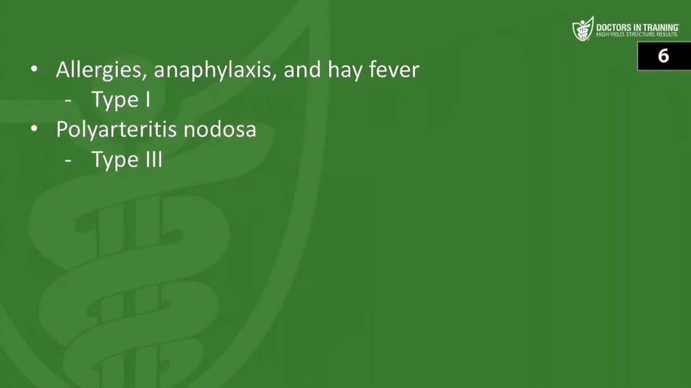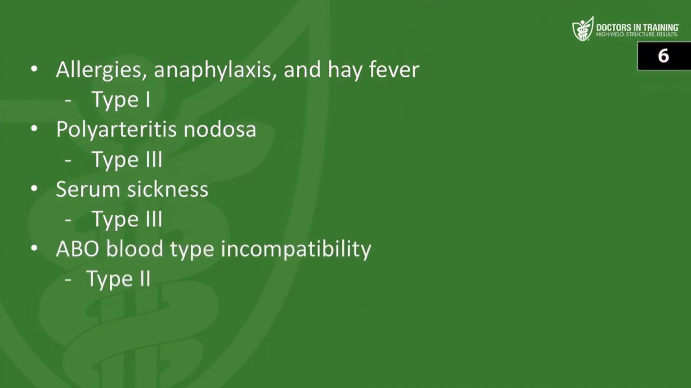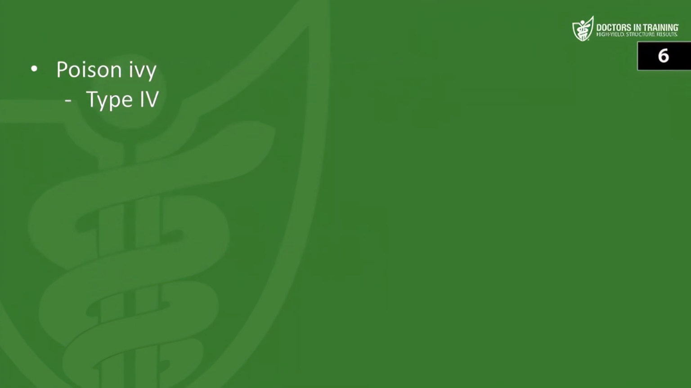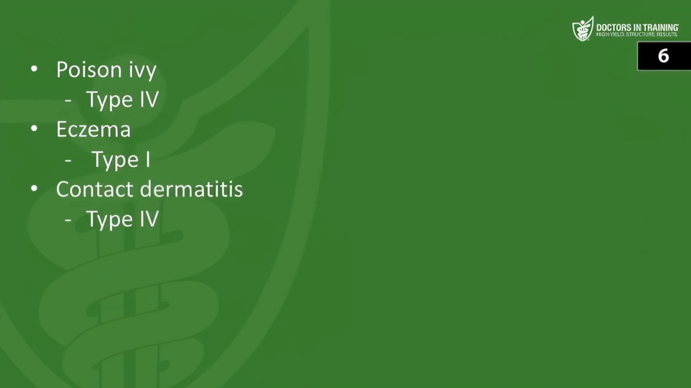Polyarteritis nodosa? Type 3. Serum sickness? Also type 3. ABO blood type incompatibility? That would be type 2. Poison ivy is type 4. Eczema is type 1. Contact dermatitis is type 4. And Goodpasture syndrome, that's type 2.